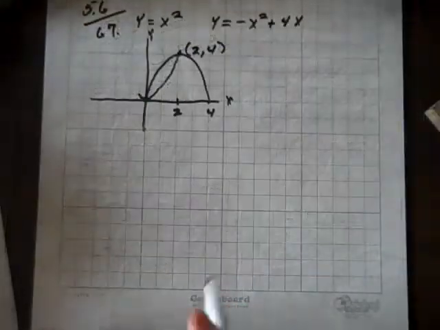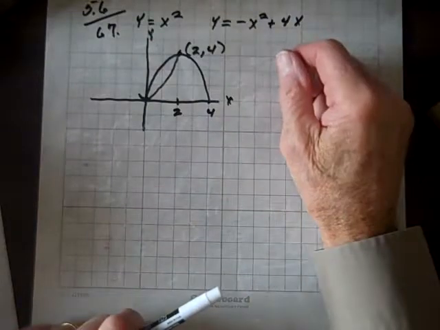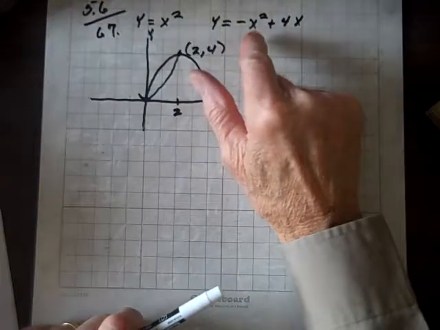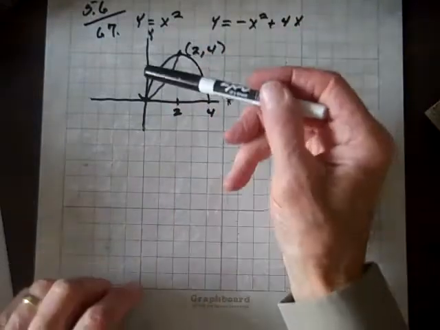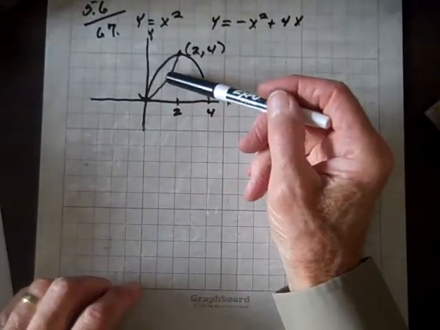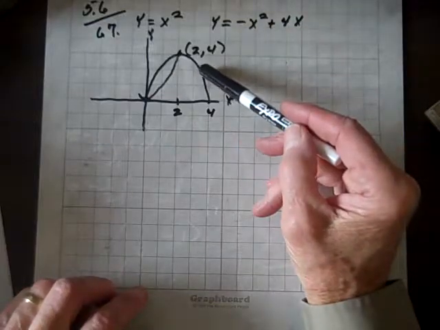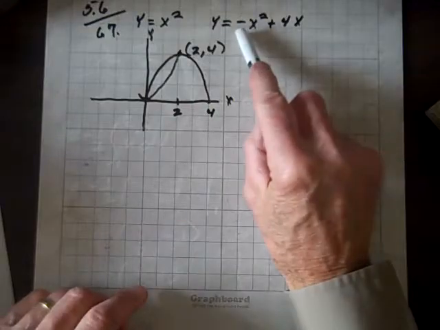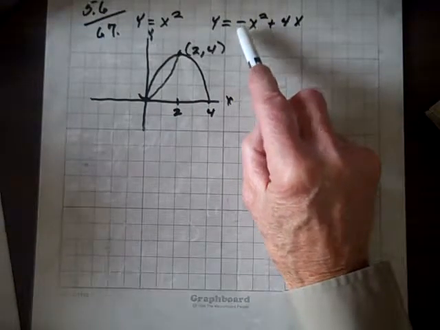Well, now we're doing question 67, and we have to find the area between these two curves. So we want to know where they intersect. So I've graphed y equals x squared, and that's this curve right here. And I've also graphed this curve, and it's this. We know this curve opens down because the coefficient on x squared is negative.